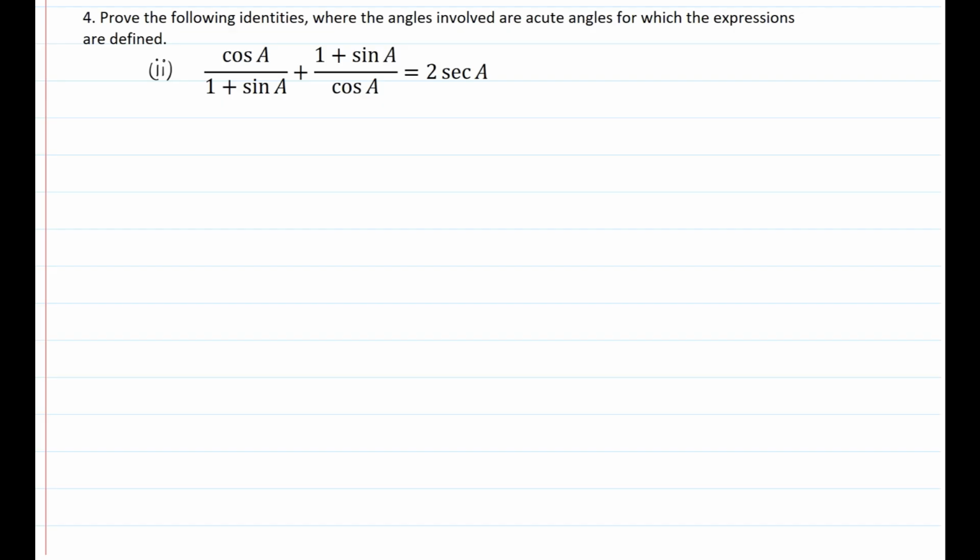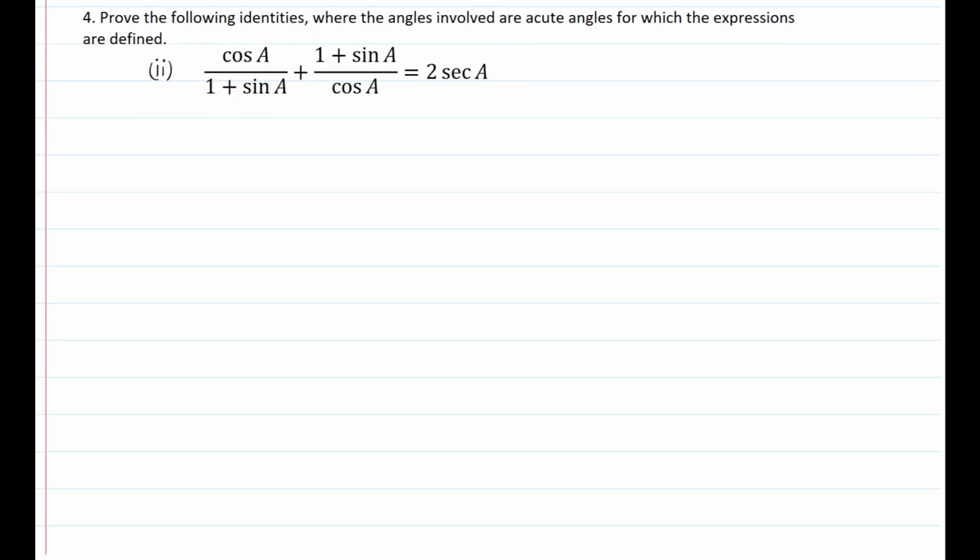In this video we shall see question number 4. Prove the following identities where the angles involved are acute angles. Acute angles I have already told. Acute angles means all these trigonometry values lie within the first quadrant.